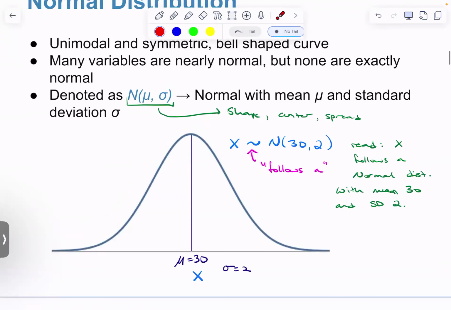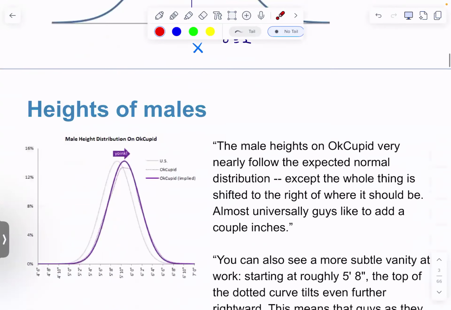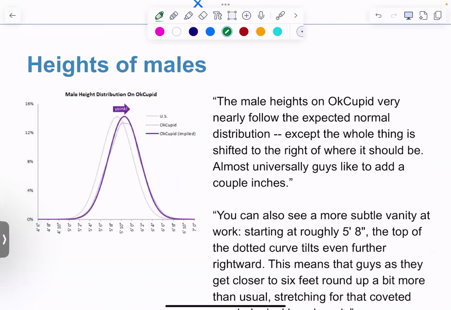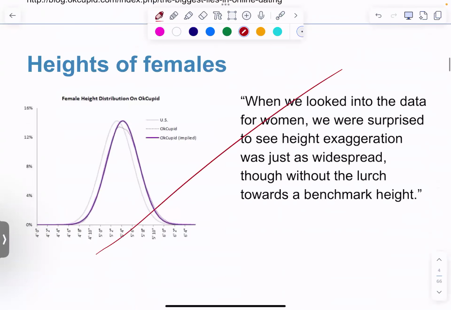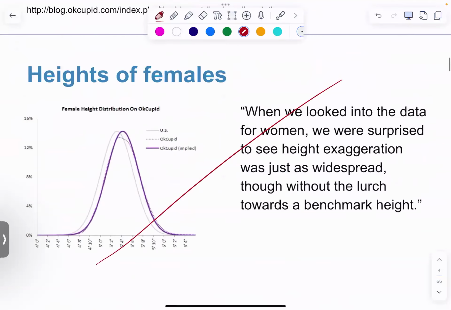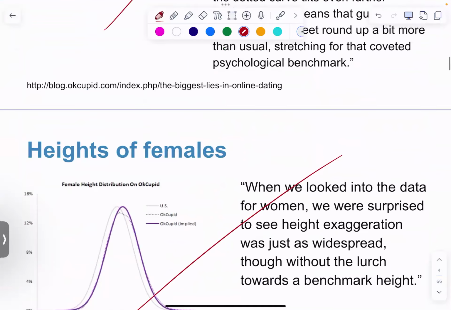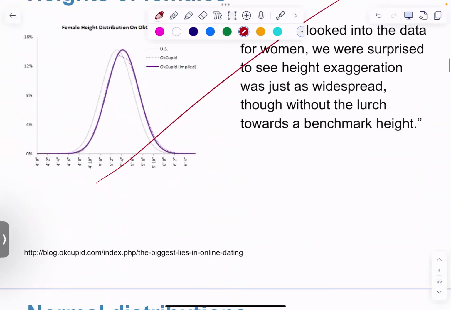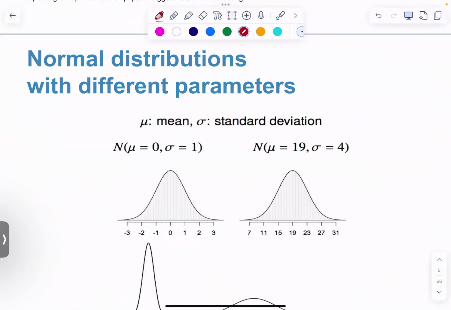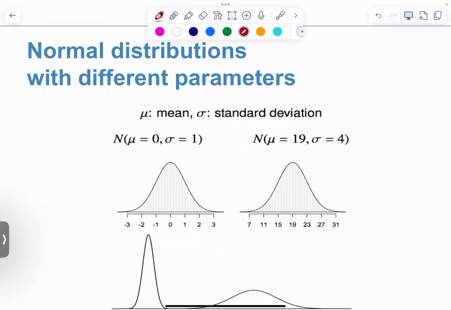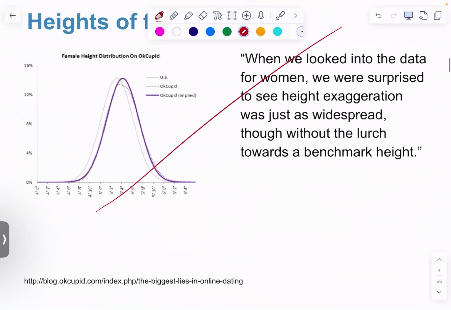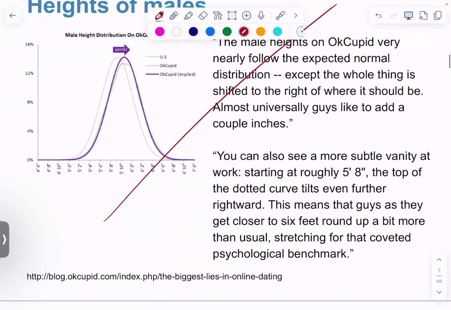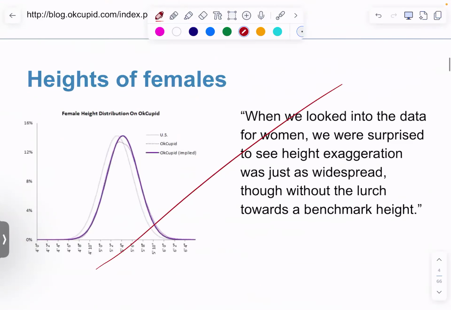Good. Any questions so far? I'm going to skip this example because it's kind of a lot of explaining for not that interesting of a problem. Anyways, if you can believe it, people exaggerate their heights on dating apps. Anyways, there's proof. You can read it on your own. I guess there is something interesting, but I think it was both the males and the females.